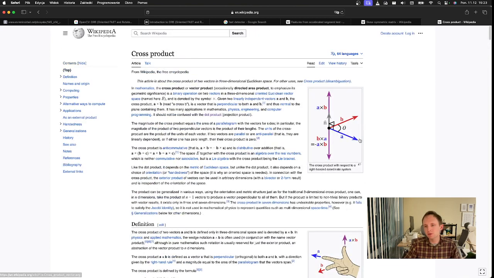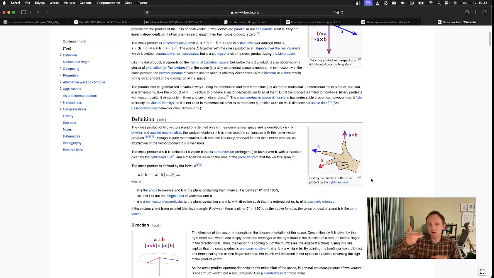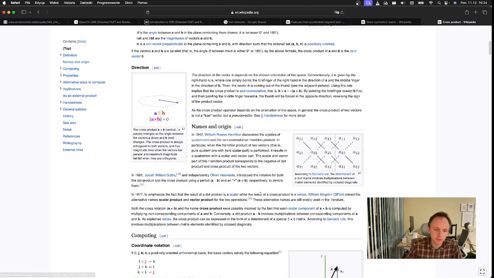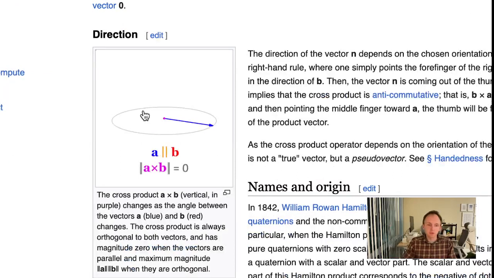And notice that A cross B gives you a vector, so it's an operation that takes a vector and another vector and gives you back a vector, and the area of this parallelogram is the length of this vector. That's an important thing to notice. And then you have this right hand rule, so where it points. If you flip the B, it goes to the minus. And just watch this GIF together.